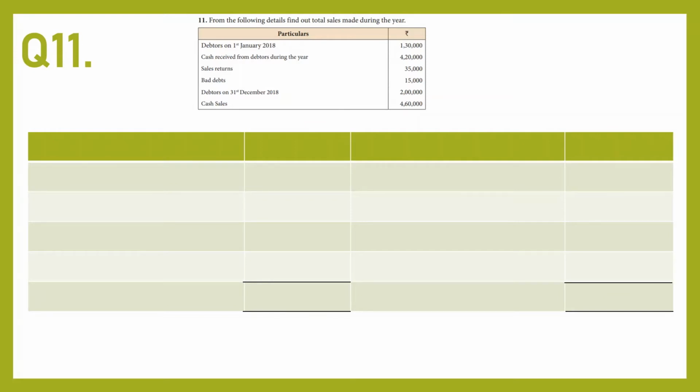The data that has been given to us are: the debtors position as of 1st January 2018, which is 1.3 lakhs; the cash that we have received from the debtors, that is 4.2 lakhs; sales returns of 35,000; and bad debts of 15,000. Then debtors at the end of the year, 31st December 2018, and the cash sales made during the year is 4.6 lakhs. So now let us proceed solving this problem.